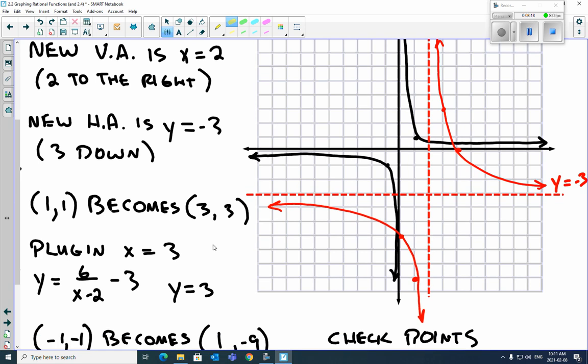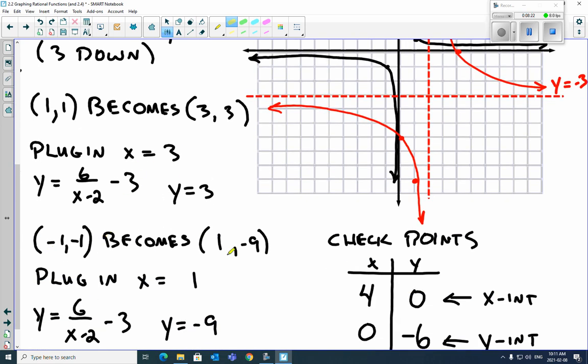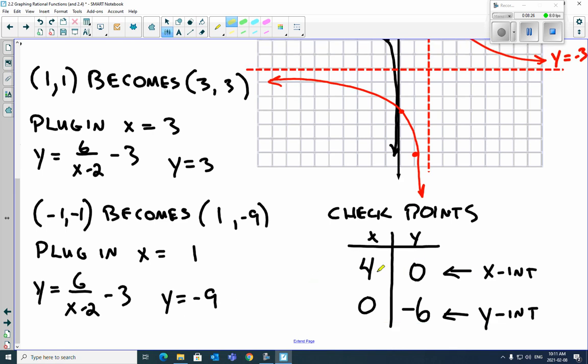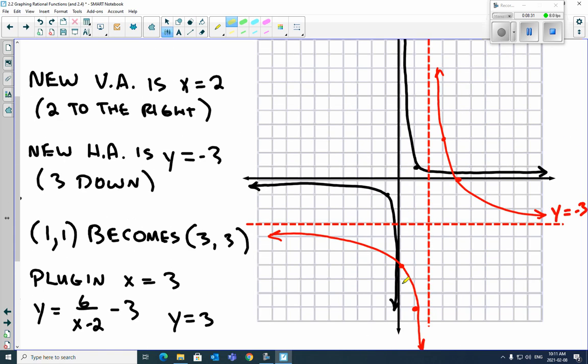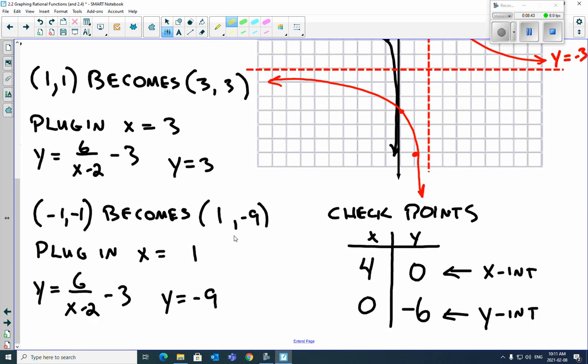If you wanted to find more, you could plug in x equals 3, right? So there, here it is. 1, negative 9 becomes 1, negative 9, right? And you can do more checkpoints. You can find like 4 and 0 and 0 and negative 6, the x and y intercepts. And again, so here's the new one, the red one here with key points. And again, if you're struggling with this, if you don't understand how graphs move, table of values always works. So we can deal with this here, plug in our new table of values and create some points and graph it based on that. Okay.